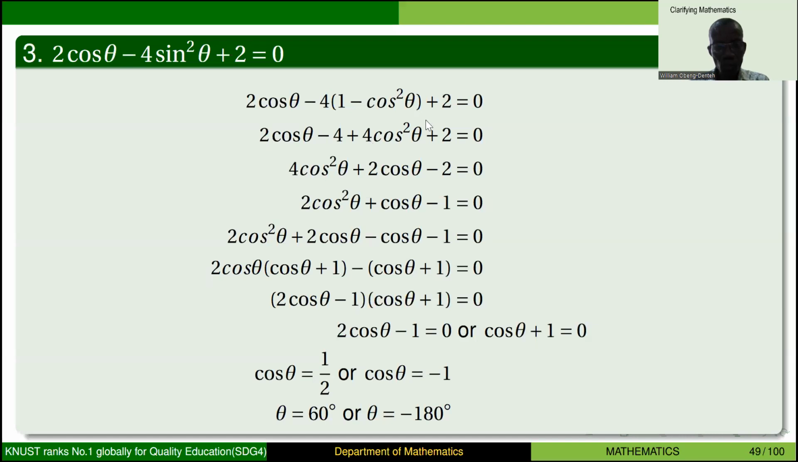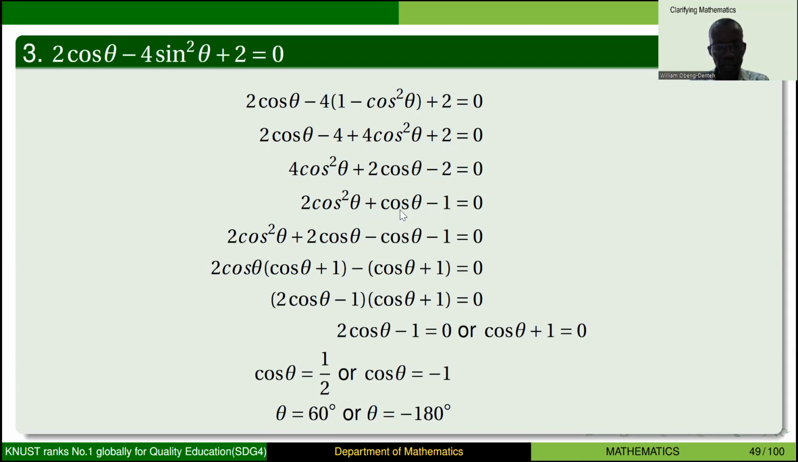So we rearrange. So 4 cos squared theta comes, and then 2 cos theta comes. And then this minus 4 plus 2. So that reduces to negative 2. Then we can divide through by 2. So that takes us to this point. Divide through by 2. So this 4 divided by 2 gives us that. This 2 divided by 2 gives us 1. This 2 divided by that gives us 1.